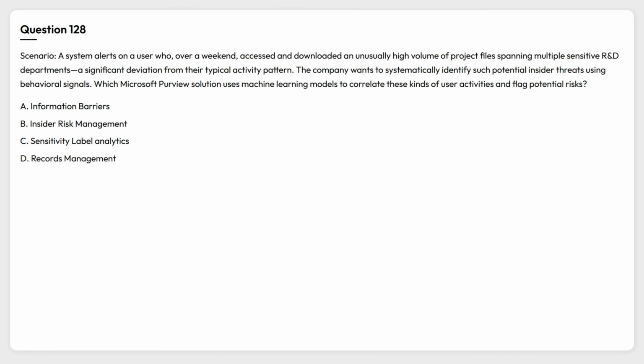Option A, information barriers. Option B, insider risk management. Option C, sensitivity label analytics. Option D, records management. The correct answer is option B, insider risk management.